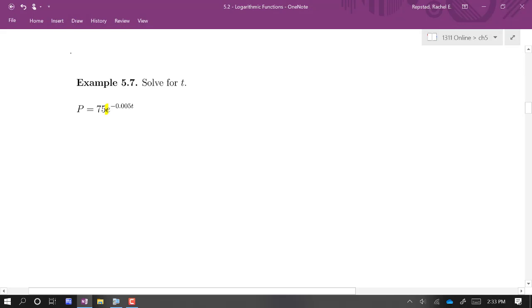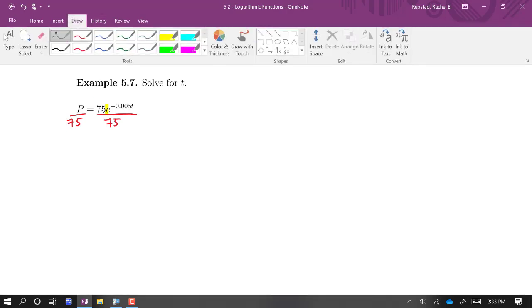But what we want to do is solve this equation for t, and note that t is trapped up here as an exponent. And we're going to find, in general, that any time we're trying to solve for something that's trapped up as an exponent on some base, we're going to use logs to help us with that. So the first thing I'm going to do here is divide both sides by 75, because what I really want is to isolate the exponential part, right?